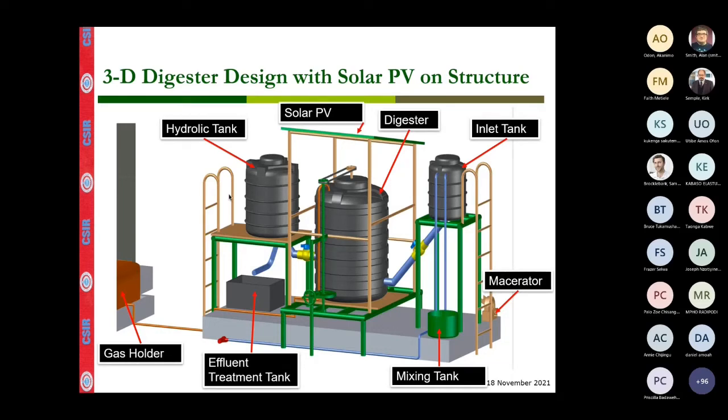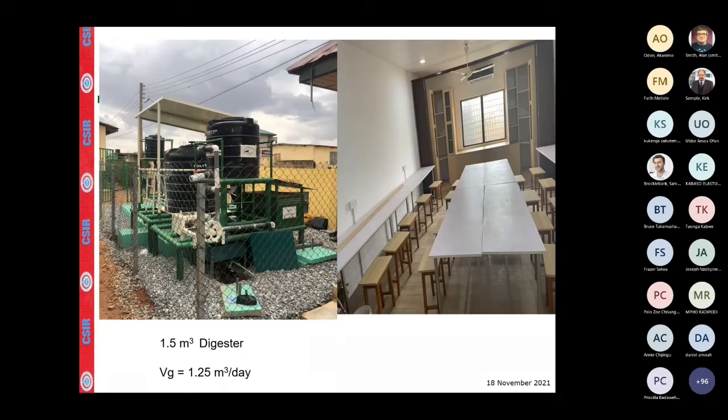The digester has two sources of feedstock, one from the septic tank, and the other from organic waste that will come from the school. So you can see the mixing tank. This is just to show you the 3D design of the system that we have built at the Medina School. And this is the actual picture of what we have built out of the 3D design.